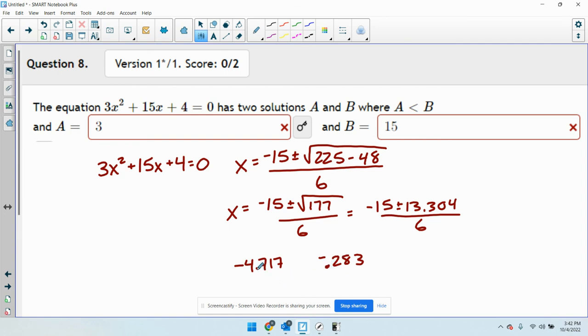So it says you will get two answers, A and B, where A is less than B. Which one is smaller? This one is smaller. It's a bigger number and it's negative. They're both negative, and this is a larger negative number. So this will go here, and this will go here.